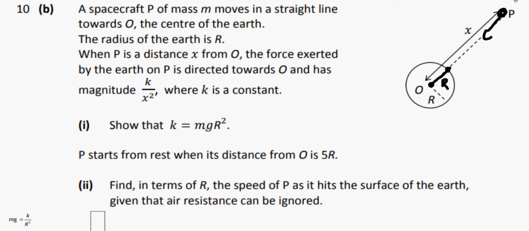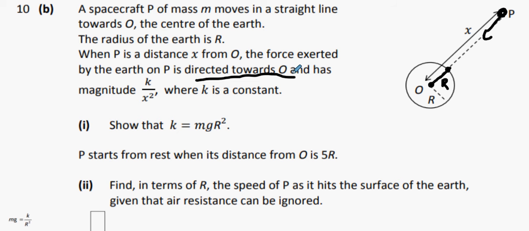Okay. The force exerted by the Earth on P, towards O, has a magnitude of kx squared. Given the air resistance can be ignored, I think it's been accelerated, is it? It doesn't say it's being repelled. And the force exerted by the Earth is directed towards O. There it is, directed towards O. So it's being accelerated towards it. It's not being repelled. Is that okay?